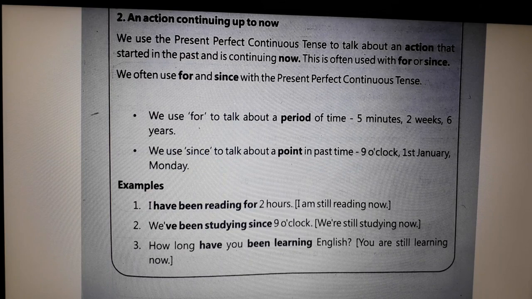We have been studying since 9 o'clock. Now you know the beginning, but you don't know the end. When you say at 10 o'clock that I'm studying since 9 o'clock, nobody knows whether this is 10 o'clock or 12 o'clock. So when you know the beginning but don't know the ending, we use since. But when you know the whole lump sum time, we use for. We have been studying since 9 o'clock. We are still reading now. Number 3. How long have you been learning English? You are still learning now.